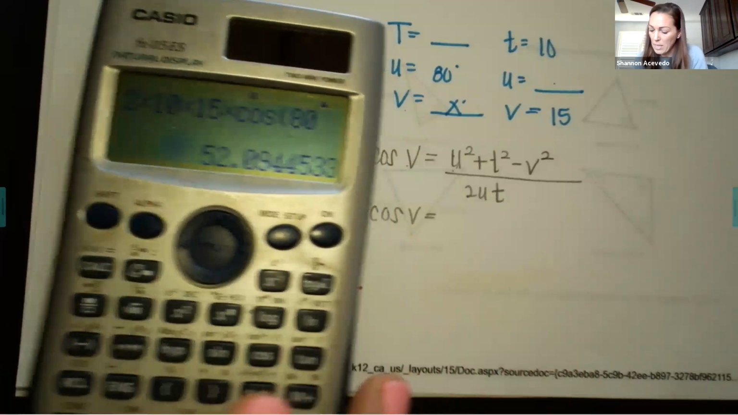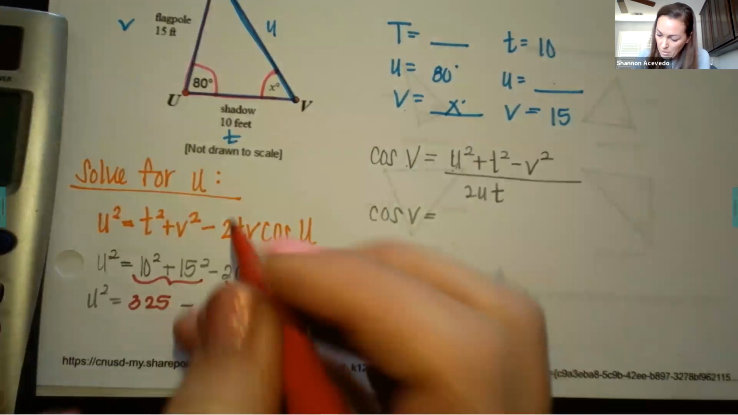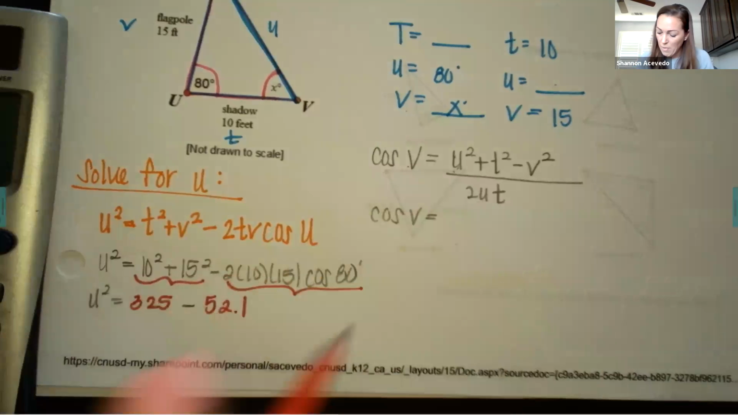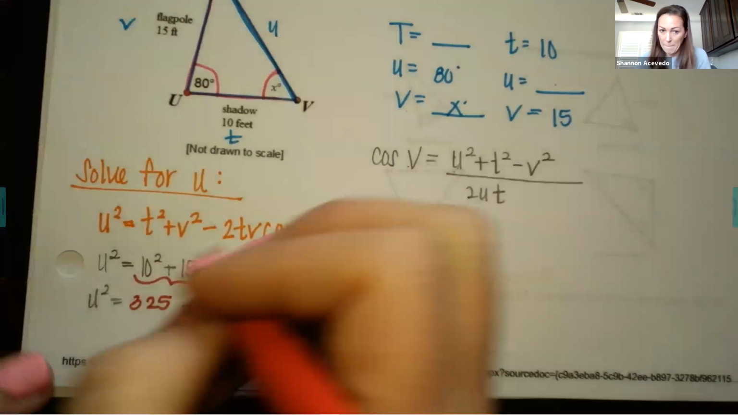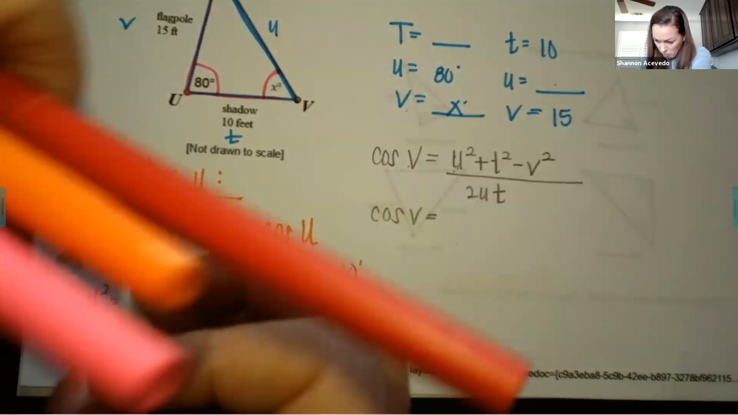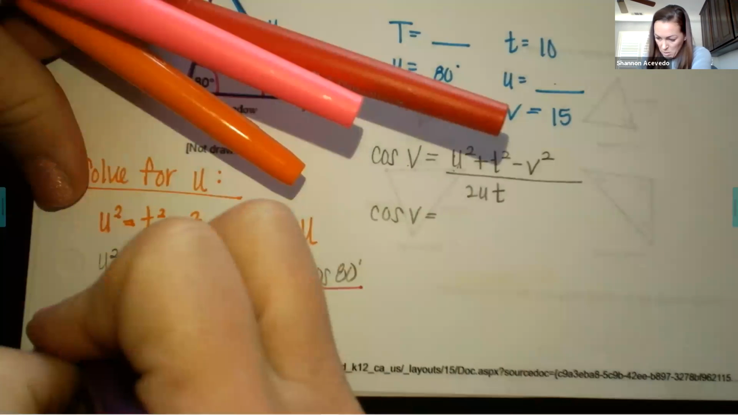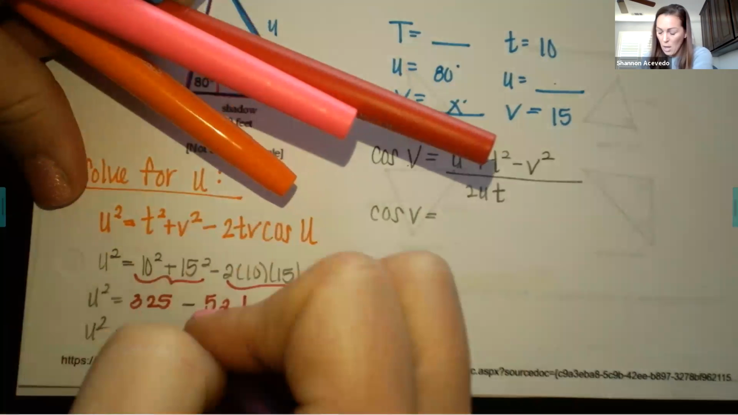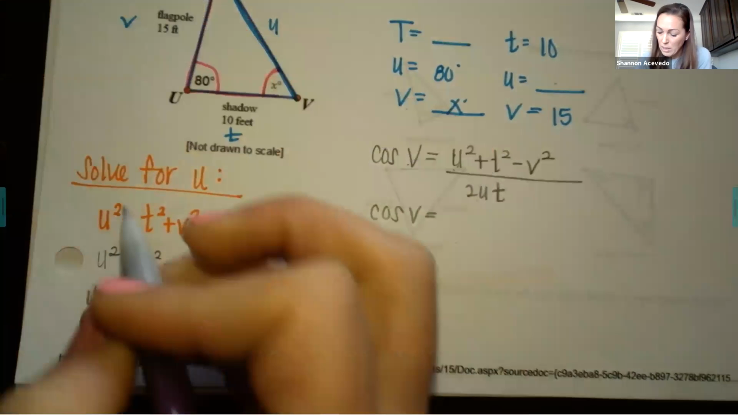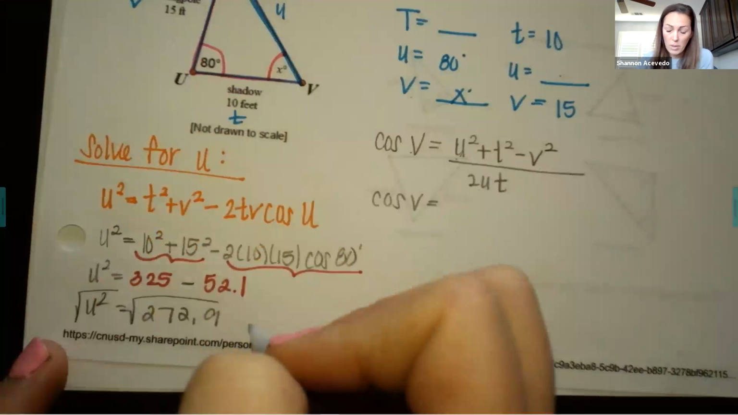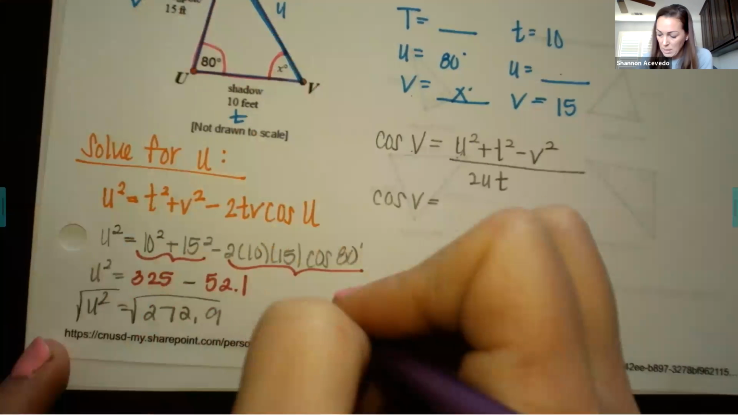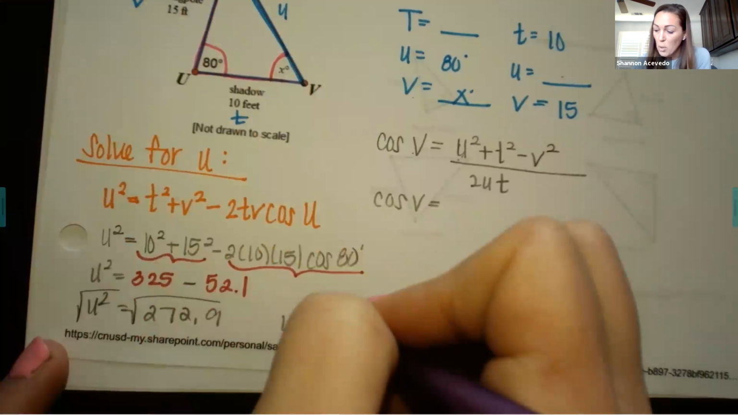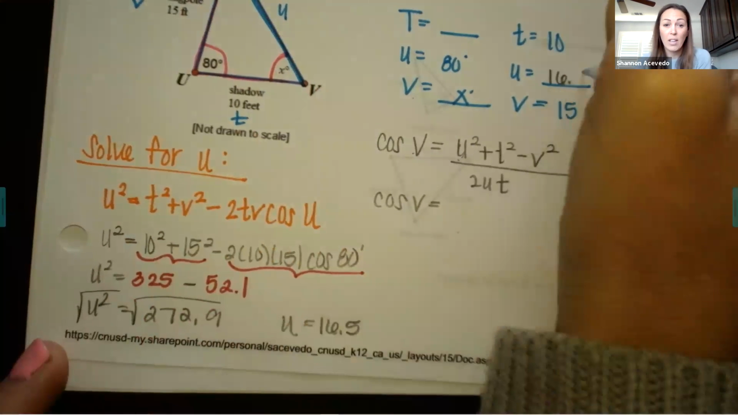So this is going to be minus 52.1. So 325 minus my 52.1 is going to be, u squared is going to be 272.9. Remember, we want just u, so take the square root. I take the square root of that value, and it tells me that u is going to be approximately 16.5. So I now found that value of u.